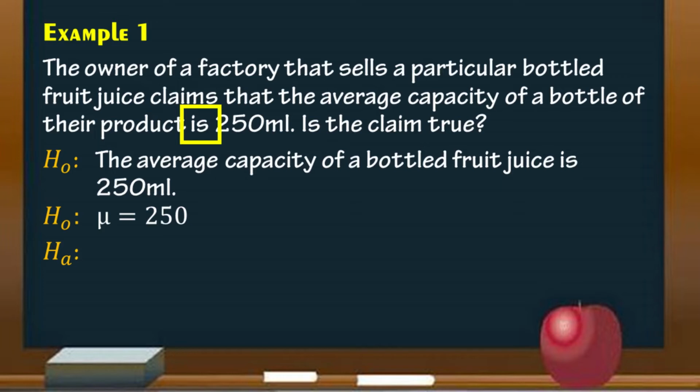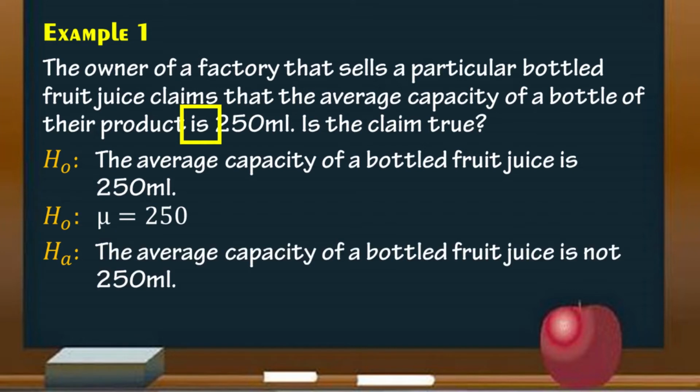Next, formulate the alternative hypothesis. Take note that the alternative hypothesis is contrary to the null hypothesis. Therefore, our H sub A or alternative hypothesis is stated this way. The average capacity of a bottled fruit juice is not 250 ml. And in symbols, we have H sub A, mu is not equal to 250.